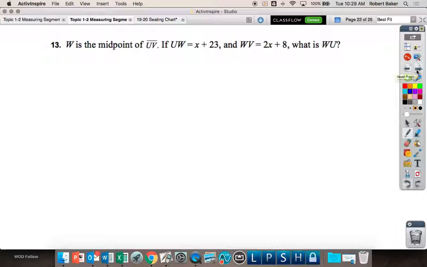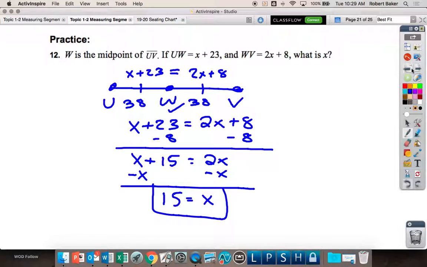Let's try one more. Oh, that's the exact same problem. But now what is it asking? What is WU? Can I rewind? Can you go back to all the math we just did? Yeah. What is WU? 38. Look at that. We did extra work and it ended up paying dividends in the long run. W is 38. Oh, man, this guy knows what he's doing, doesn't he?